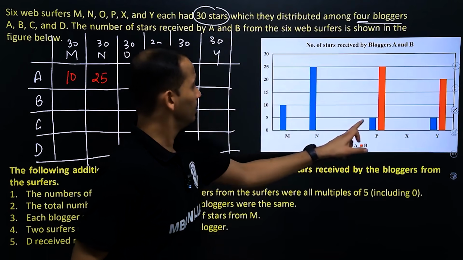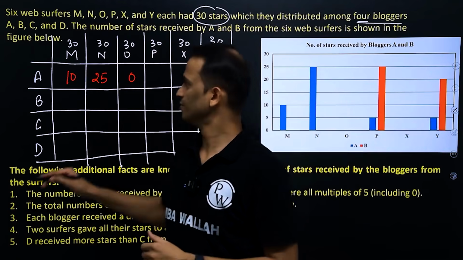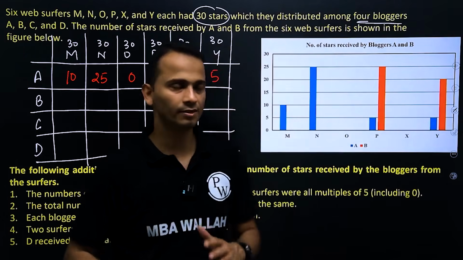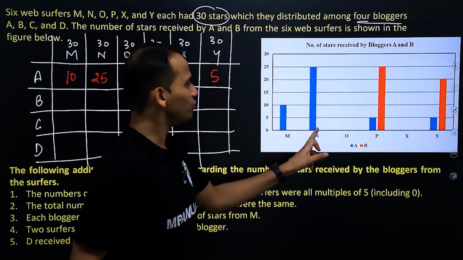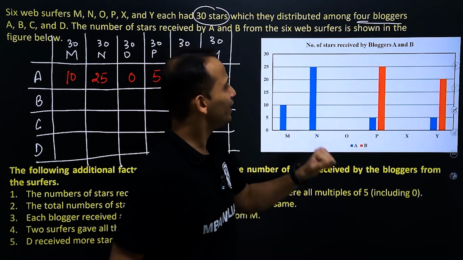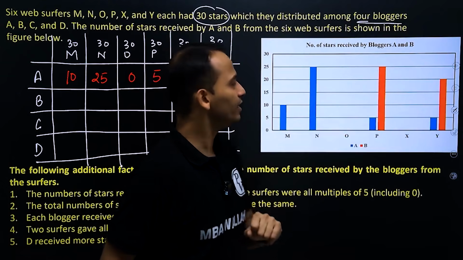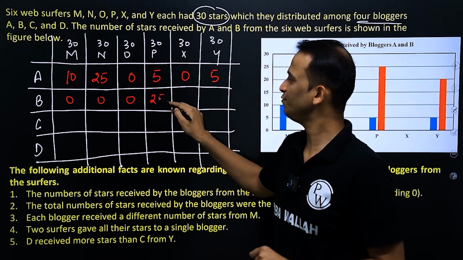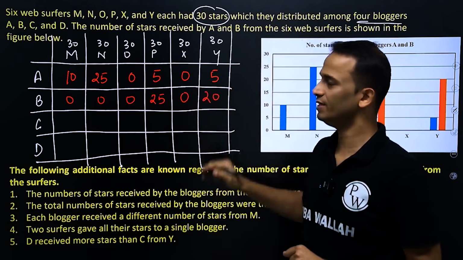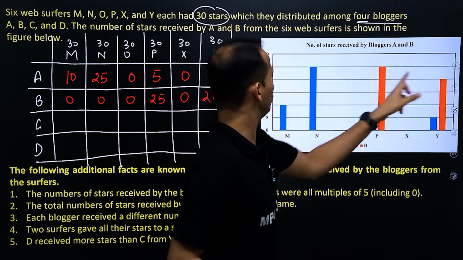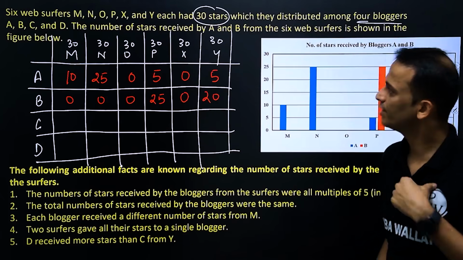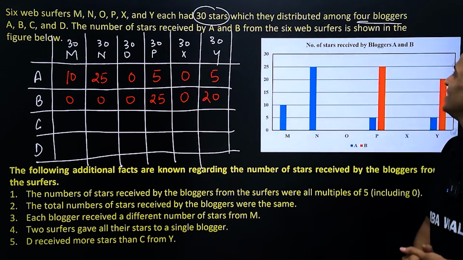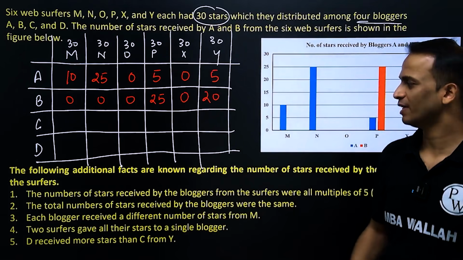Perfect. 5, 0, 5. All right, done. For B, 0, 0, 0, 25, 0, 20. 25, 20, absolutely perfect. Great. So half of the job is done. Right? Okay. Now the another half is given at the bottom.